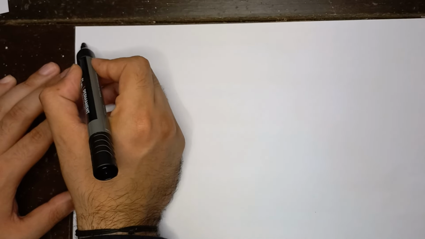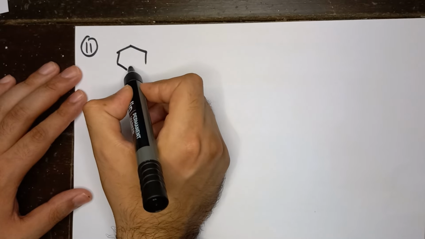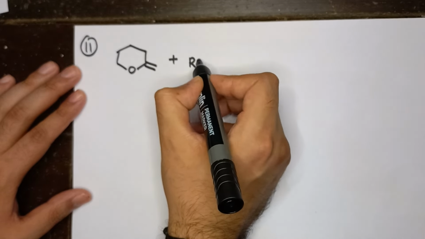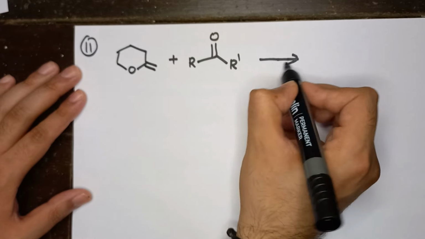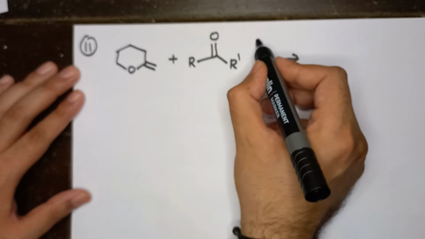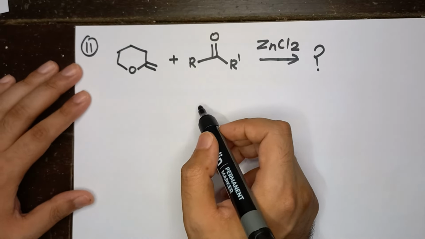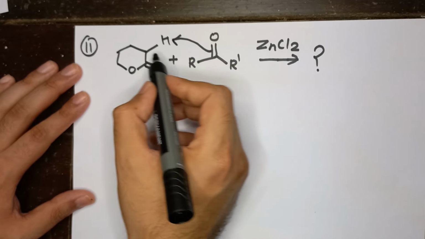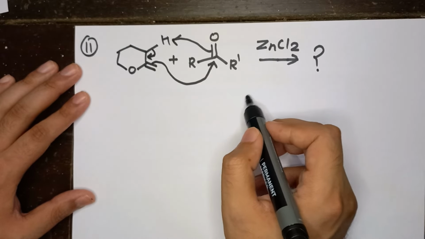Okay, so here's another question. I am reacting these two molecules in presence of zinc chloride. So what is the product? So this is straightforward. We have hydrogen here. This bond will take this hydrogen. This will form a double bond here, and this will get attached to this carbonyl system.